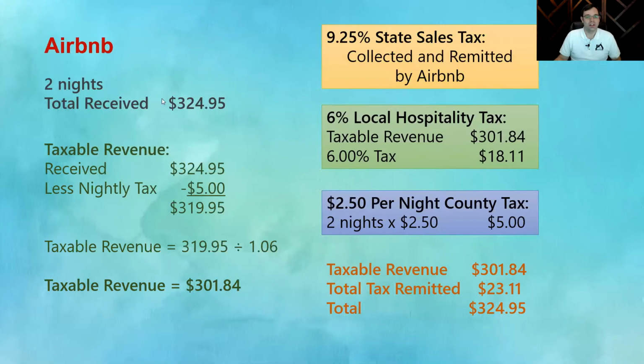All right, so they're going to report the $100, but they're going to charge you tax. They actually received more than $100. So you received more than $301.84, but that's what you're going to report because that is the taxable revenue to you. The rest, the $23.11, is the tax that you received that you're going to send off to the government. And you can see it doesn't make a huge difference in this particular booking.